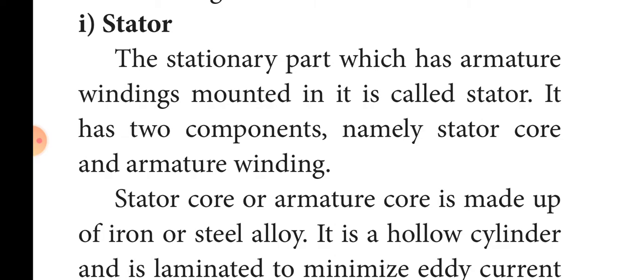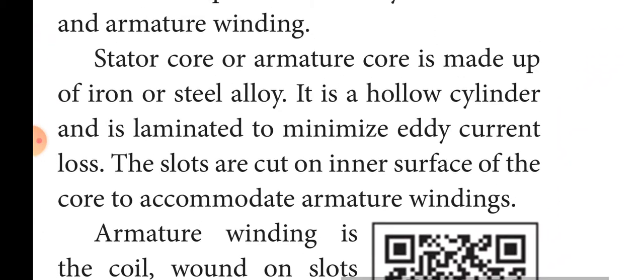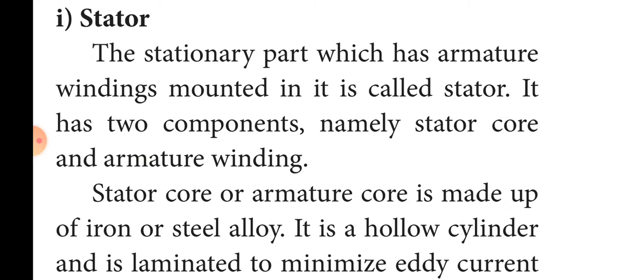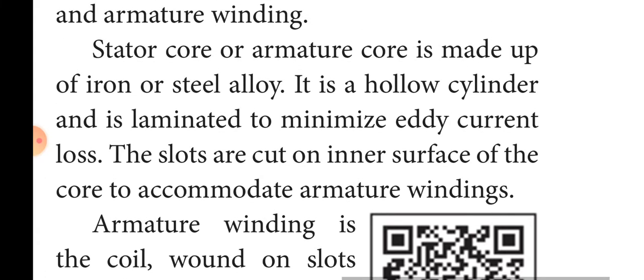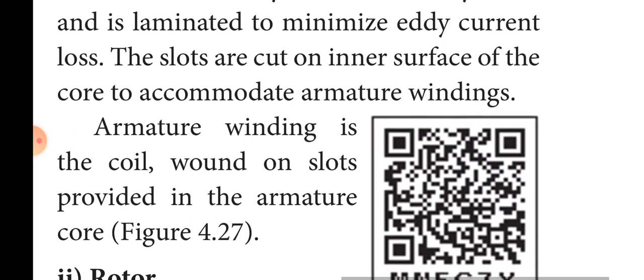The stationary part on which the armature windings are mounted is called the stator. It has two components, namely the stator core and the armature winding. The stator core, or armature core, is made of iron or steel alloy. It is a hollow cylinder and is laminated to minimize eddy current loss. Slots are cut on the inner surface of the core to accommodate the armature winding.